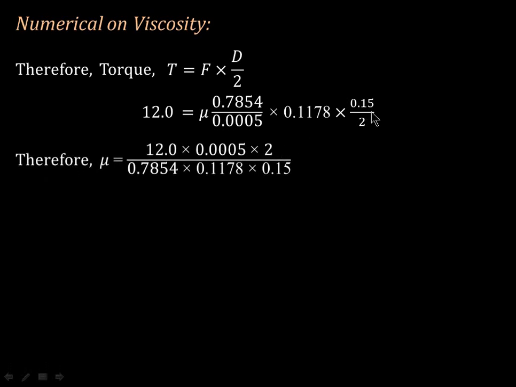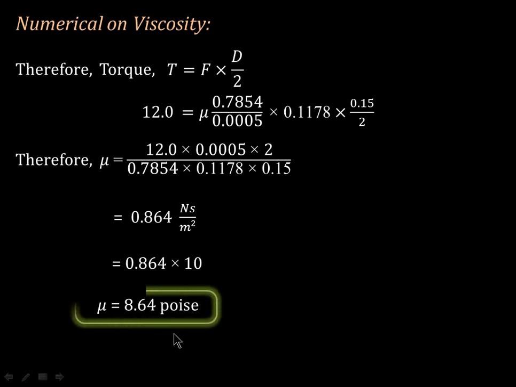By simplifying this equation, we only have mu as unknown. So mu equals 12.0 into 0.0005 into 2, divided by 0.7854 into 0.1178 into 0.15. After simplification, the value becomes mu equal to 0.864 Newton second per meter square. By multiplying it by 10, we get the value in poise. Mu is equal to 8.64 poise. So this is the final answer we get.